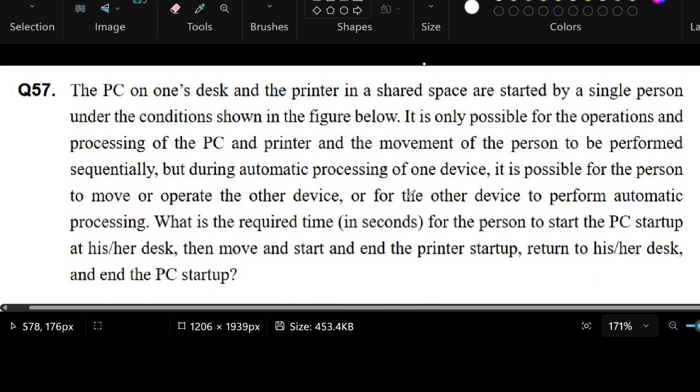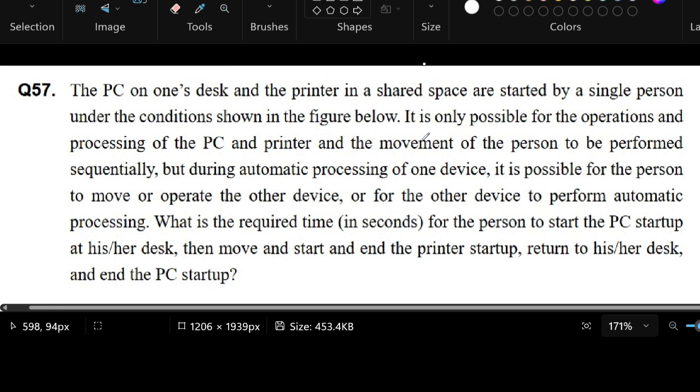It is only possible for the operations and processing of the PC and printer and the movement of the person to be performed sequentially. But during automatic processing of one device, it is possible for the person to move or operate the other device, or for the other device to perform automatic processing. What is the required time in seconds for the person to start the PC startup at his desk, then move and start and end the printer startup, return to his desk, and end the PC startup?